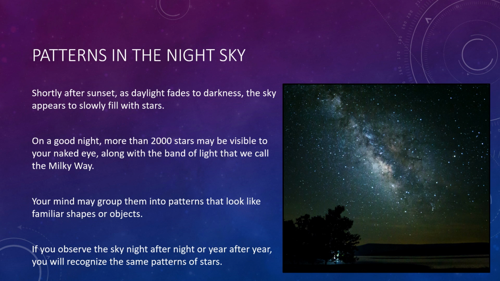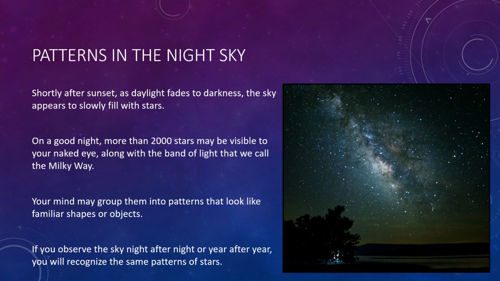Shortly after sunset, as daylight fades to darkness, the sky appears to fill with stars, unless you're near a bright city. On a clear, moonless night and far away from a city with lots of light, more than 2,000 stars may become visible to your naked eye. And if you are out far enough, you might even see the whitish band of light that we call the Milky Way. In this image on the right, you see that whitish band of stars. This is an image that I took near Sardis Lake in southeast Oklahoma. So, if you go out far enough, you might be able to see something like this.